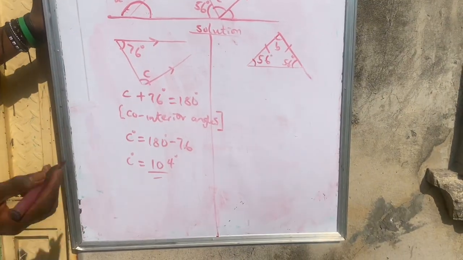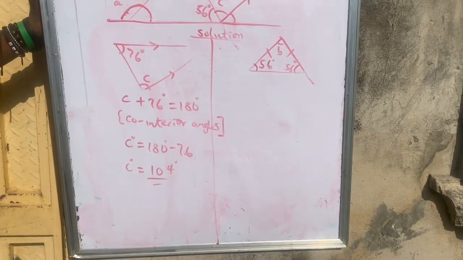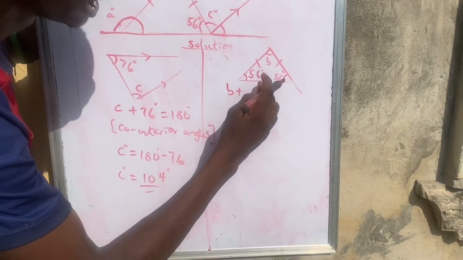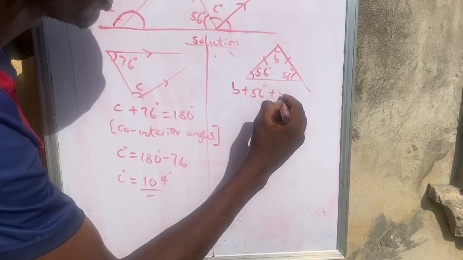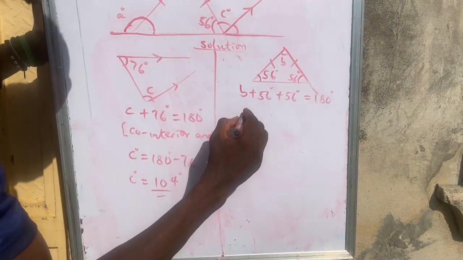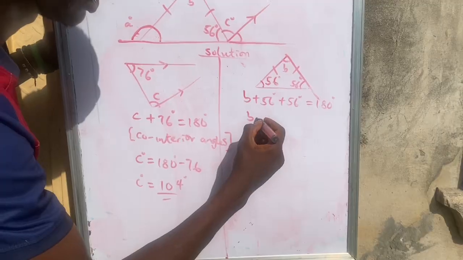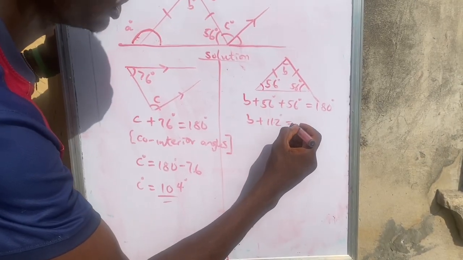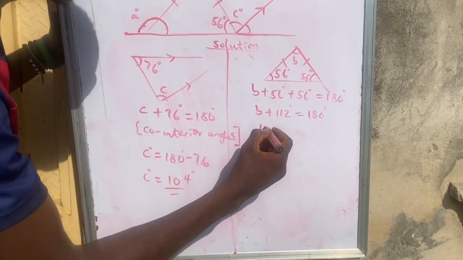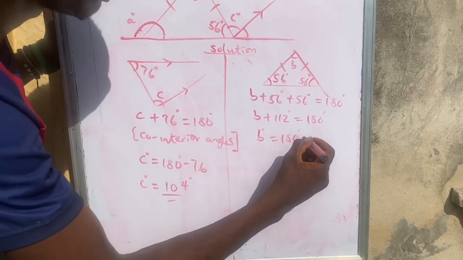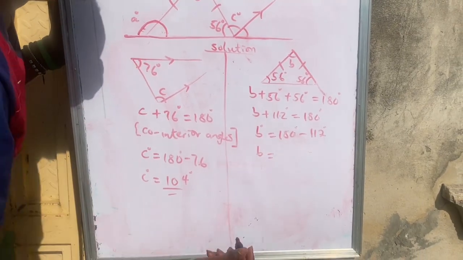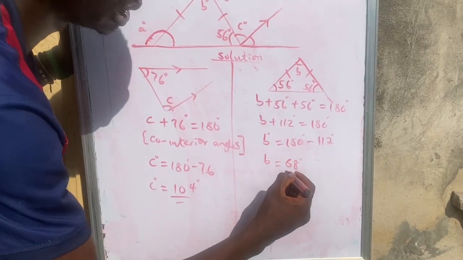Then how do you get B? The sum of the angles in a triangle is 180 degrees. So these 3 angles must add up to 180 degrees. Then let's get B. Angle B plus this 56, these 3 angles must give us 180 degrees. Sum of the angles in a triangle. So angle B plus these 2, when you add them together, you are going to have 112 degrees, which equals 180 degrees. So take this over to the other side to get your B. Angle B will be 180 degrees minus 112 degrees. So angle B will be 180 minus 112, that will give us 68 degrees.